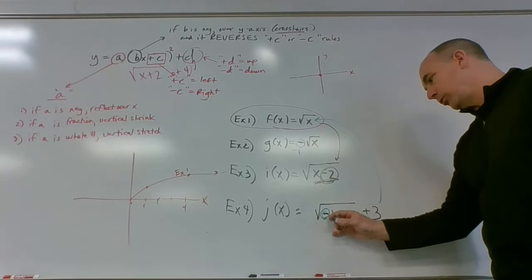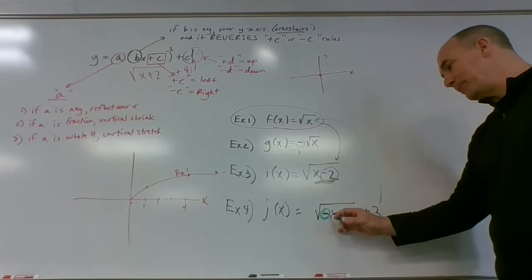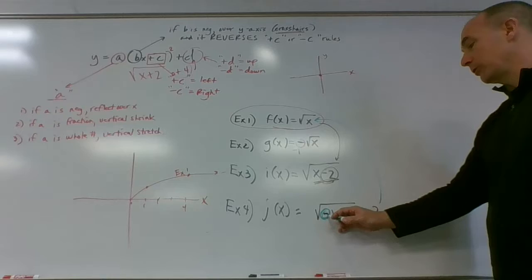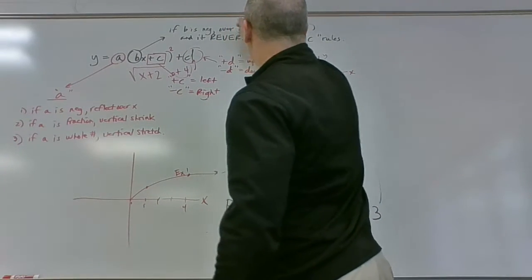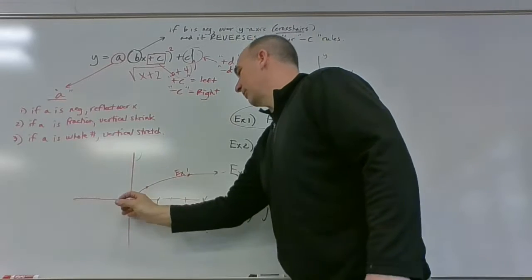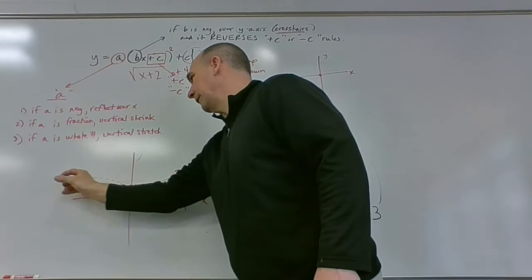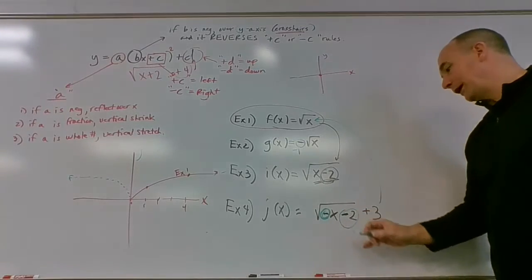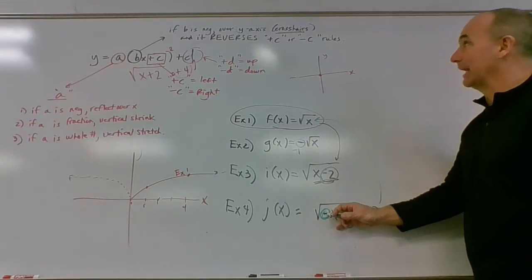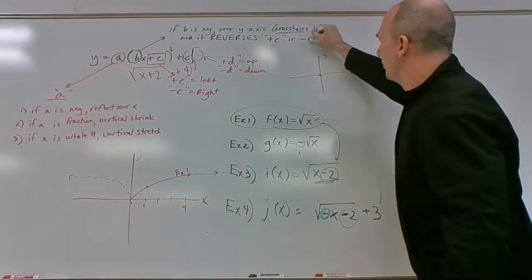So let's go here first. Well, that's my b, because it's underneath the square root, so that's a negative. What's my rule? Well, if b is negative, it's going to go over the y-axis. So here's my y-axis. So the first step would be to go like this. And then I got a negative 2. And remember, if b is negative, it reverses the plus c or minus c rule.